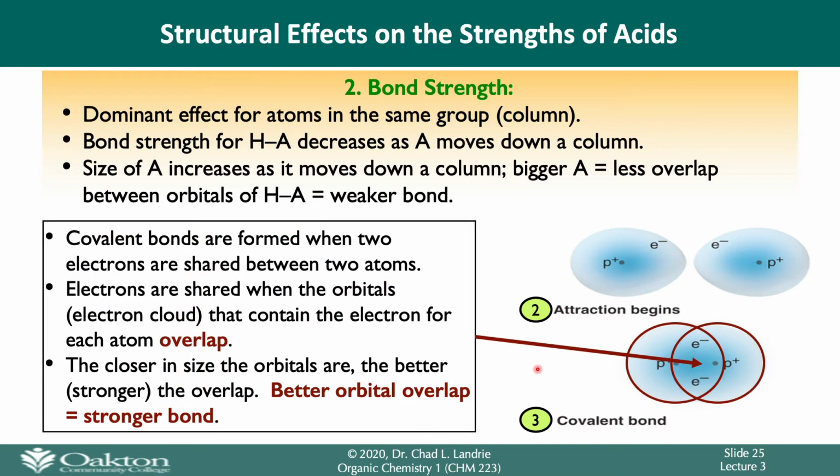So again, to summarize, covalent bonds are formed when two atoms' electrons are shared between the two nuclei, and the electrons are shared when the orbitals of those atoms overlap. And here's a third point that I want to make on this slide. The closer in size the orbitals are to each other, the better the overlap will be, and the stronger the bond is. And in this picture in the bottom right corner, you can see I'm showing you the degree of overlap in this kind of Venn diagram picture. The better the overlap, the stronger the bond.